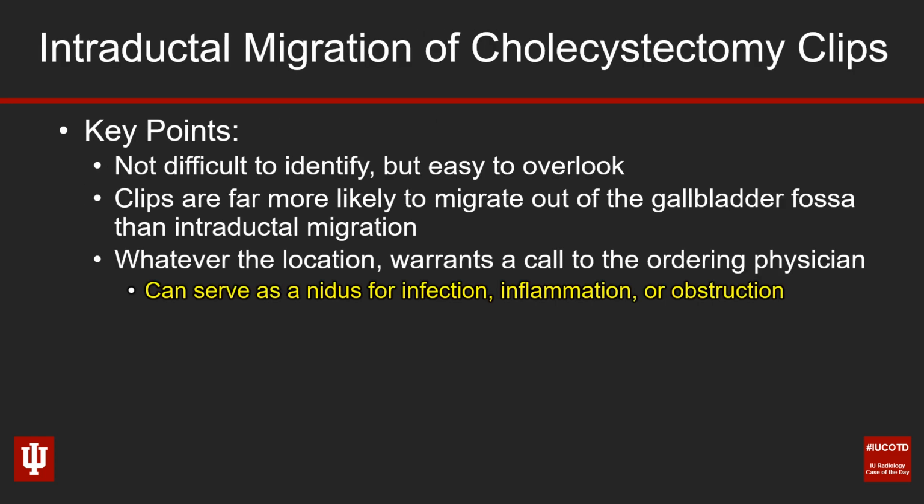So just to recap, intraductal migration of cholecystectomy clips. It's not difficult to identify, as we can see in this case, but it may be easily overlooked. Clips are far more likely to migrate out of the gallbladder fossa and into the peritoneum than intraductally. However, whatever the location is, this warrants a call to the ordering physician, as this can serve as a nidus for infection, inflammation, or obstruction.